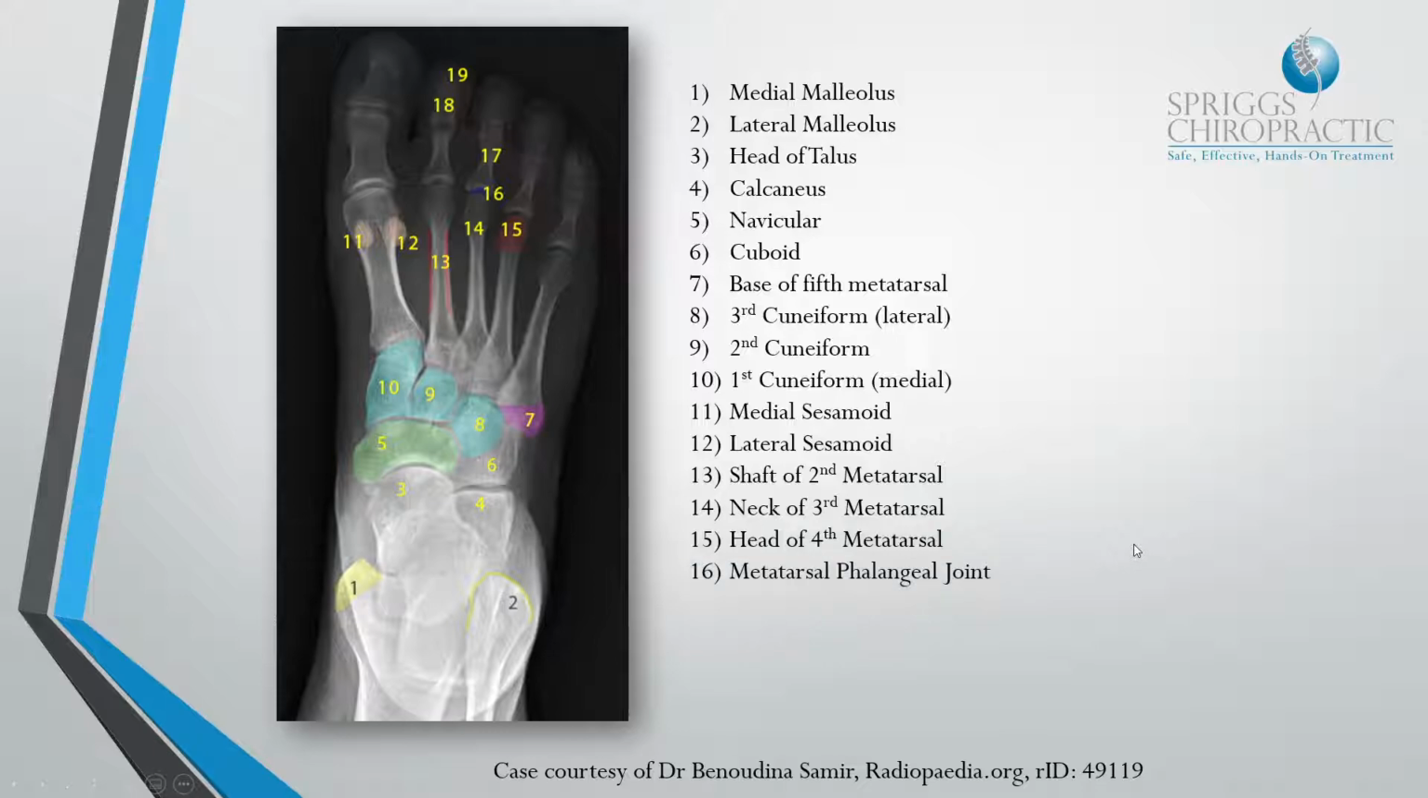Number 16 is the metatarsal phalangeal joints along here, effectively the knuckles of the foot. 17 is the proximal phalanx. Number 18 is the middle phalanx, and number 19 is the distal phalanx.